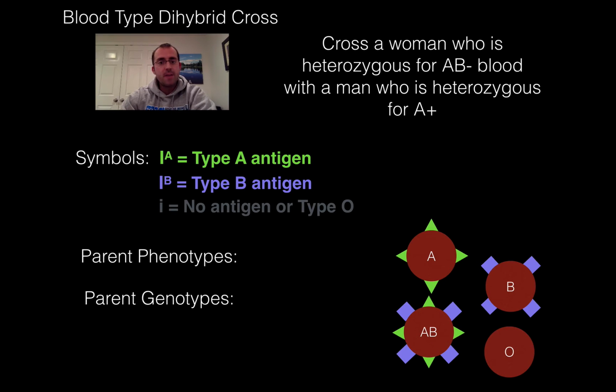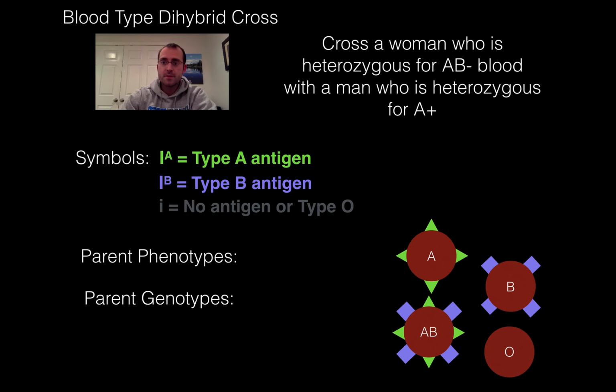The only way you can get type O blood is if you have two little i's, two recessive alleles, as if it was any other recessive trait. Notice the type O red blood cell has no antigens on its surface because there's no protein or glycoproteins being coded for. So that covers the ABO part of your blood type.